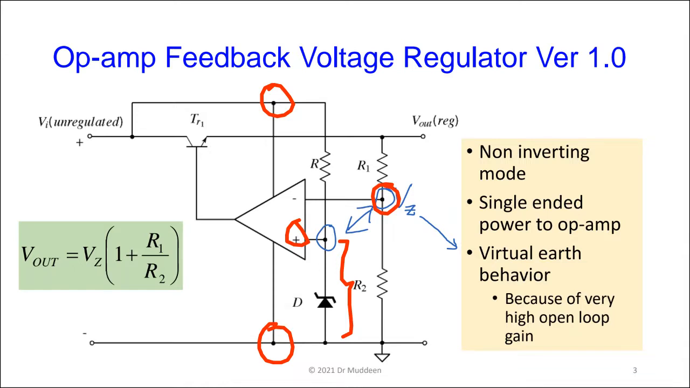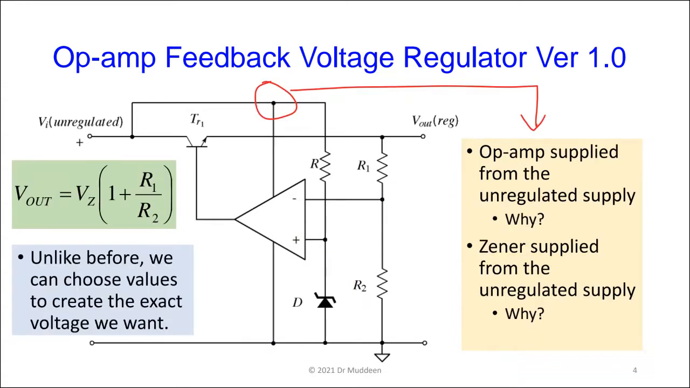V out is simply VZ times 1 plus R1 over R2. You work that out the usual way you would have derived the gain for non-inverting operation. So we have a simple expression right there. And let's ask some questions. Some observations here.